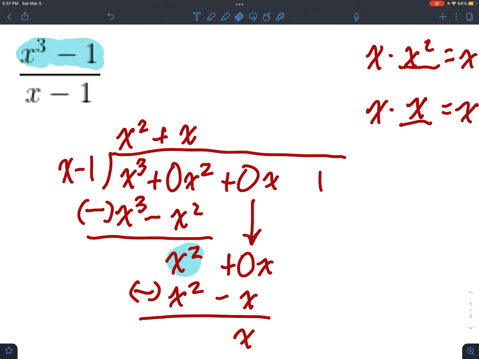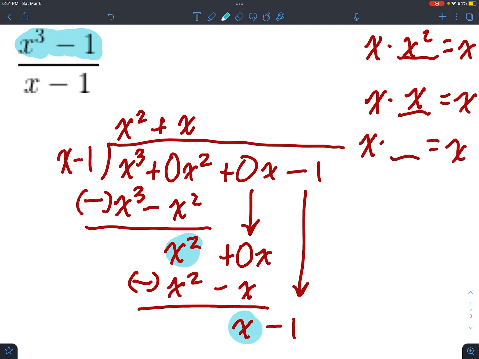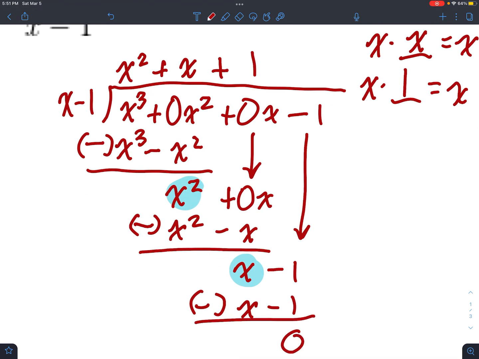Oh, I'm sorry, guys. If you notice that, this is a minus. I don't know why I wrote plus. Sorry about that. X times what is x? If we look right here, 1, right? Plus 1. Multiply that through, subtract, and we get a 0. So the answer is this.